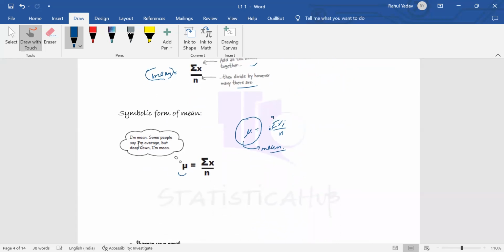Again, the same thing: I am mean. Some people say I'm average, but deep down I am mean. This is the set of averages, and out of these averages, some are mean. I hope you got the understanding behind this: every mean is an average, but not every average is a mean.